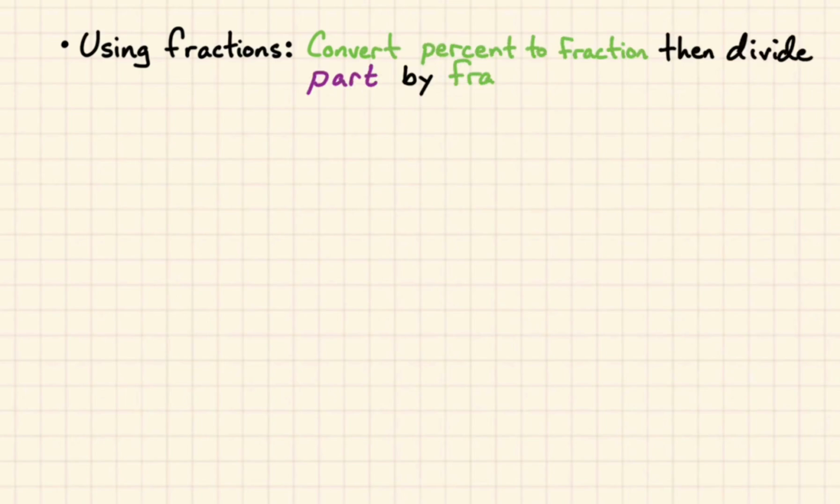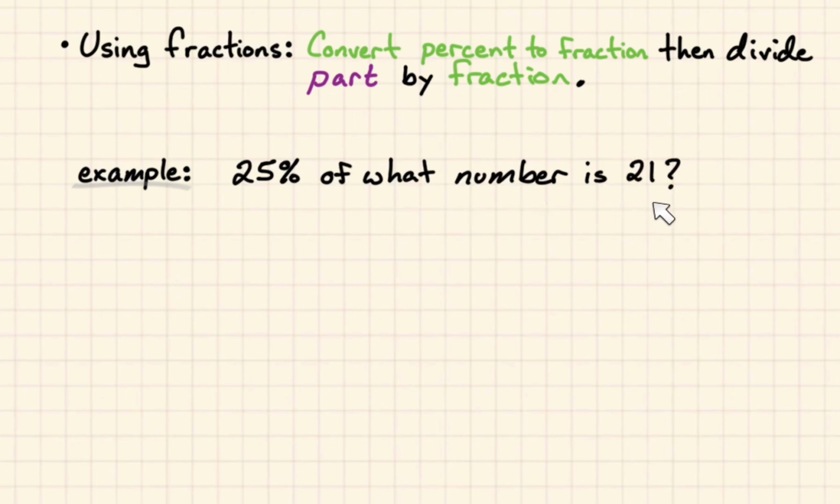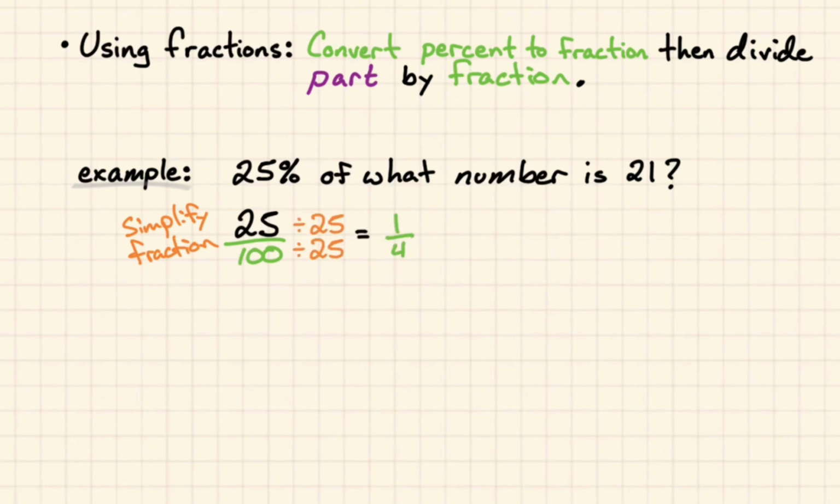Let's try using fractions. For using fractions, convert the percent to a fraction, then divide the part by the fraction. So, example, 25% of what number is 21? 25%. So, I'm going to change 25% to a fraction. That's 25 over 100. And simplify. Simplify the fraction. So, I can divide both 25 and 100 by 25. I get 1/4. Then my part is 21.